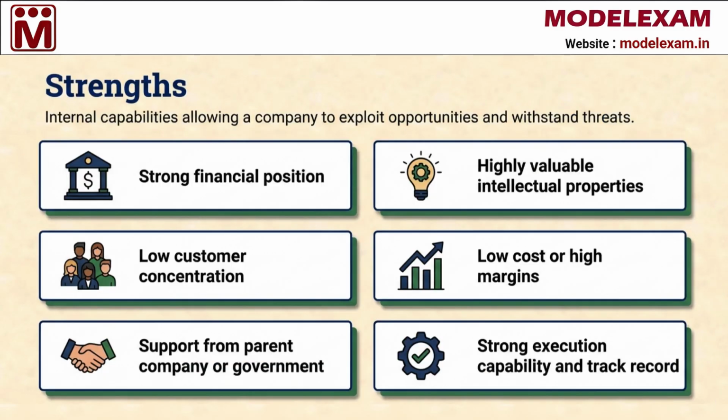Let's start by looking at strengths. These are the internal capabilities that allow a company to grab opportunities and fight off threats. When you analyze a company, look for things like a strong financial position or highly valuable intellectual properties like patents. You also want to see low customer concentration, meaning they don't rely on just one or two clients. Other key strengths include having a low cost structure, which leads to high margins, support from a strong parent company or the government, and a solid track record of execution.